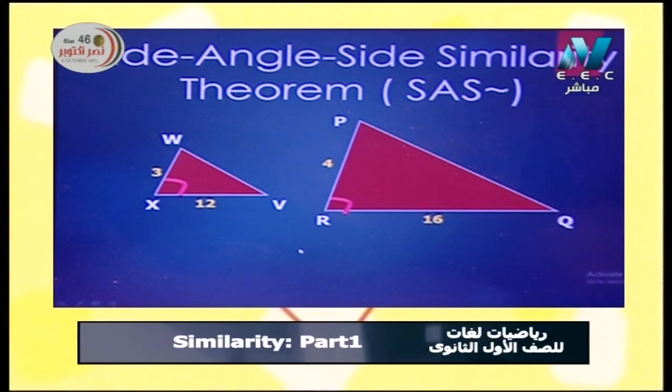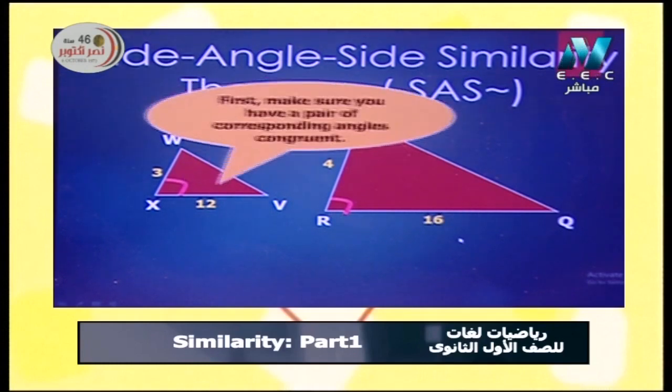Yes, we have here another condition for similarity of two triangles, side angle side similarity. We have here SAS. Look at these two triangles. We have measure angle X equal to measure angle R, and XW is proportional to RP, which is 3 over 4, and XV is proportional to RQ, because they are 3 over 4.